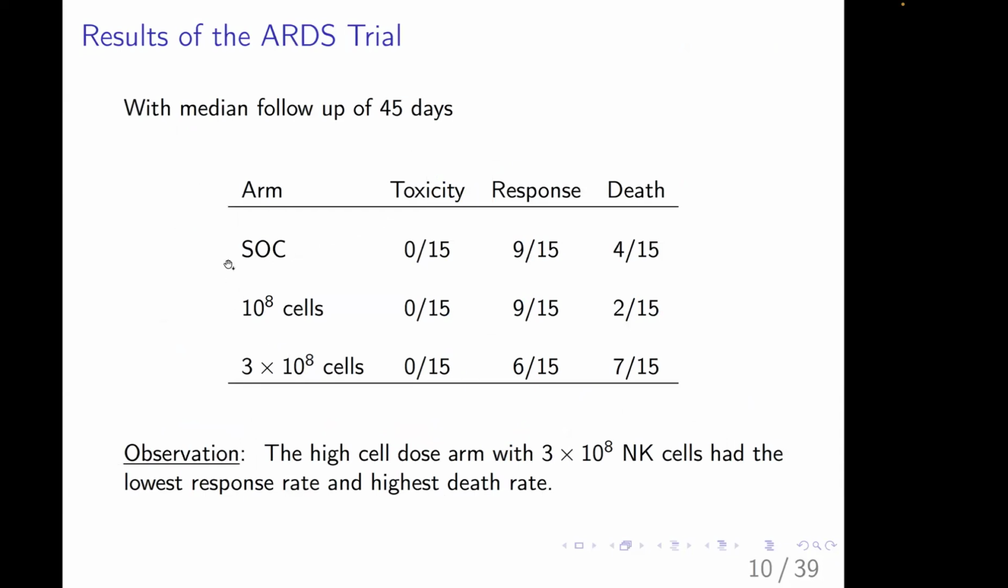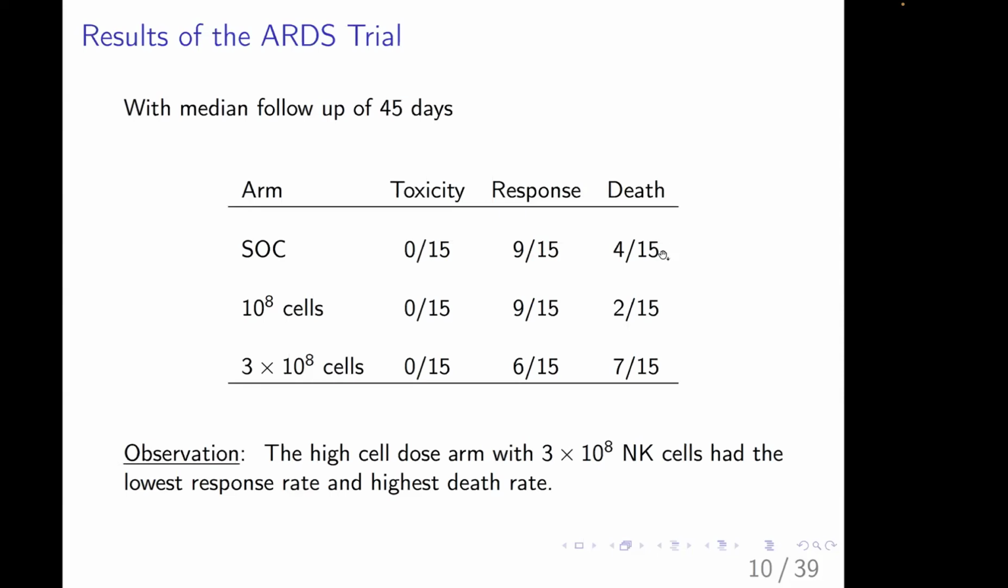So the arms are standard of care, 10 to the 8th NK cells, and 3 times that. Nobody had any toxicity, which is good because they're dying of ARDS, but responses were pretty good. We had 9 out of 15 for standard of care, 9 out of 15 for 10 to the 8th cells, but strangely it went down to 6 out of 15 for the higher dose of the NK cells.